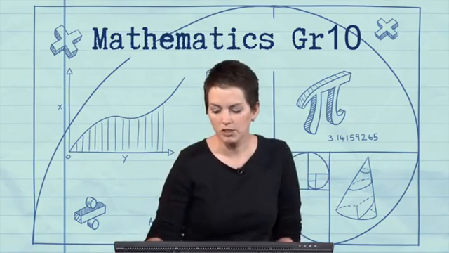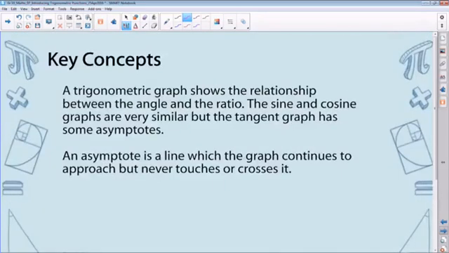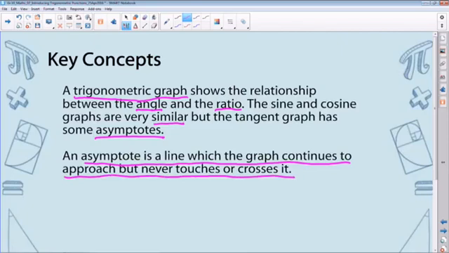And I'm going to go to our first slide for today, which talks about the key concepts and has this in mathematical language. It says a trigonometric graph shows the relationship between the angle and the ratio. The sine and the cosine graphs are very similar, that's very true, but the tangent graph has some asymptotes. And you'll remember from previously that an asymptote is a line which the graph continues to approach but never ever touches or crosses. Okay, but let's go back to this first part.